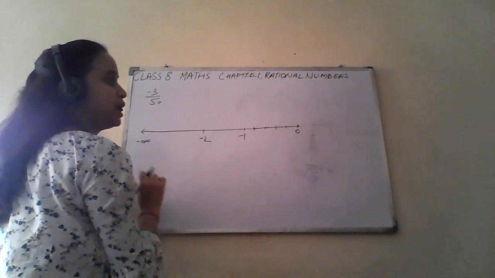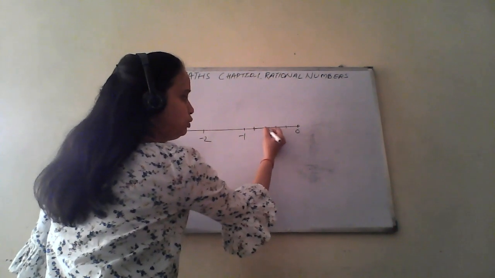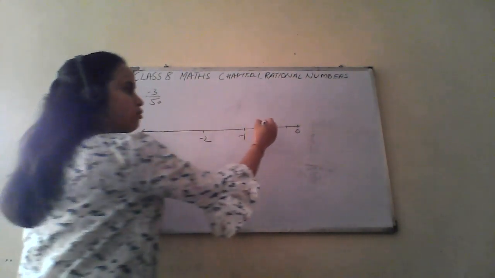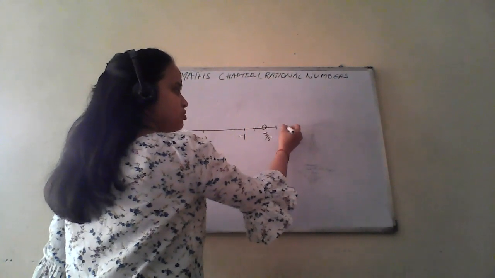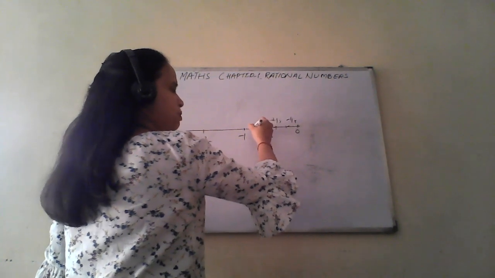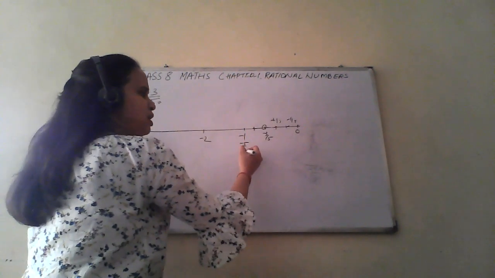What we have to plot? Minus 3 by 5. So 1, 2, 3. This will be minus 3 by 5. This will be minus 1 by 5. This will be minus 2 by 5. This will be minus 4 by 5. This will be minus 5 by 5.